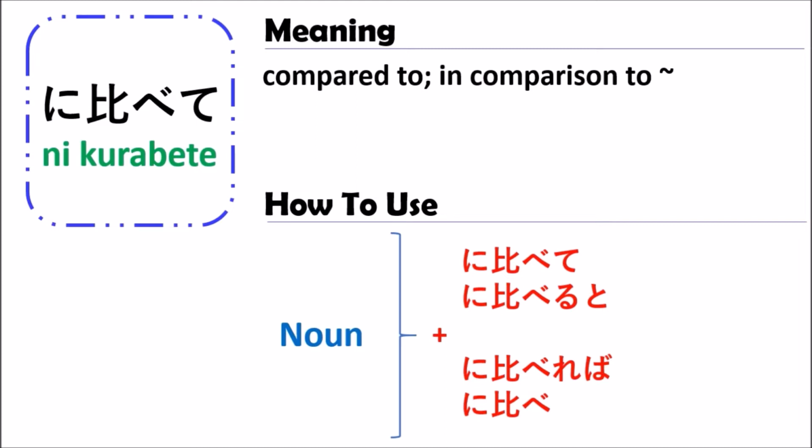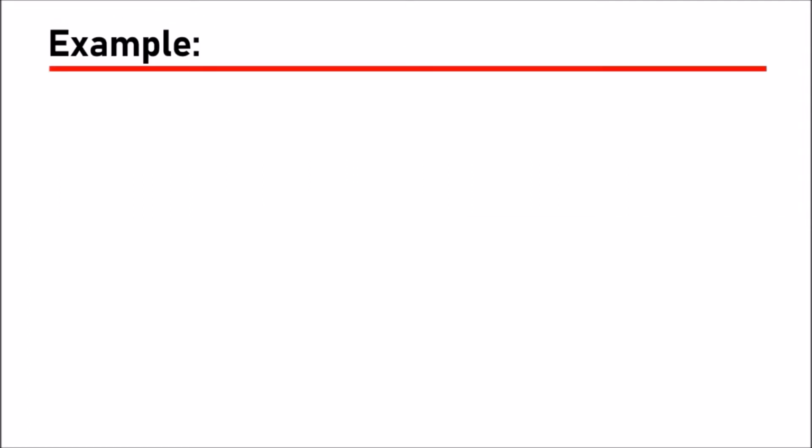So to understand more about how to use the grammar of nani nani ni kurabete, next we are going to see some examples of when we will use kurabete, kuraberu to, kurabereba, and kurabe. Now let's see some examples.